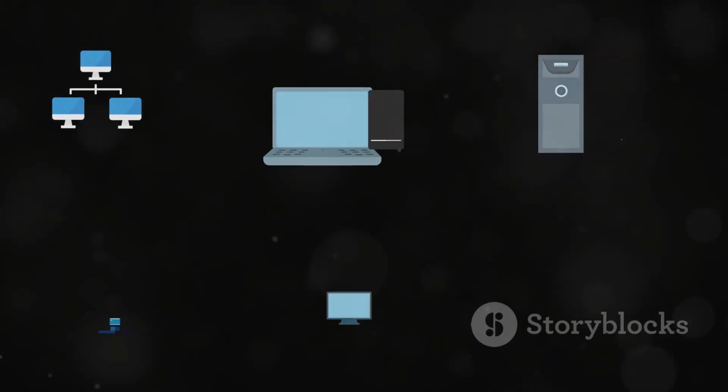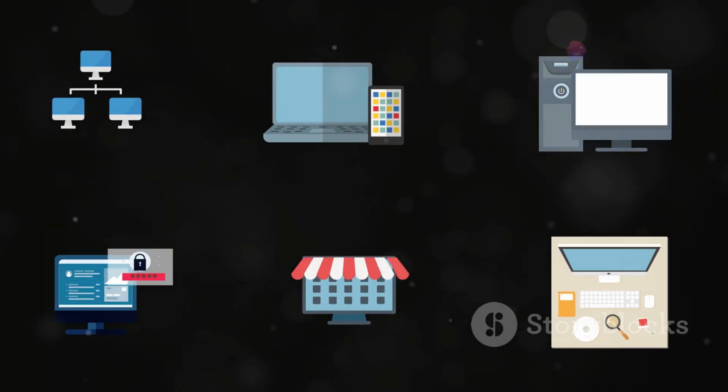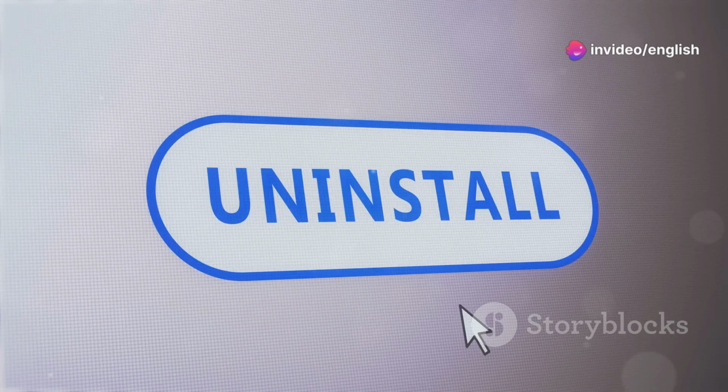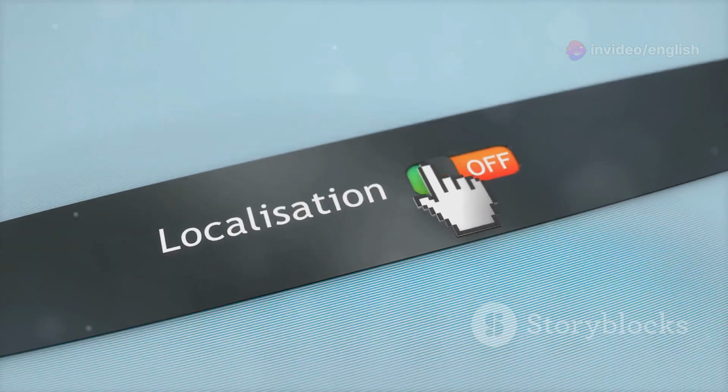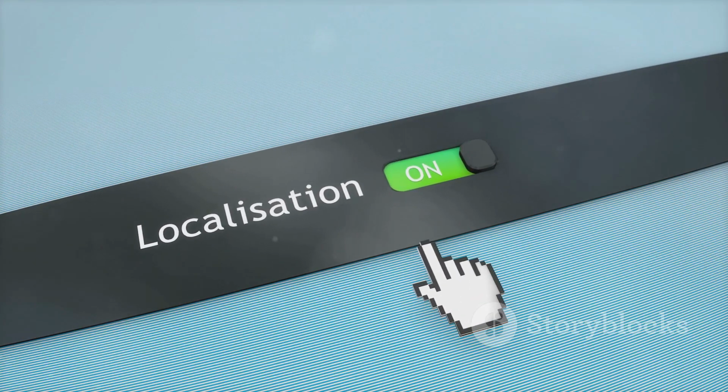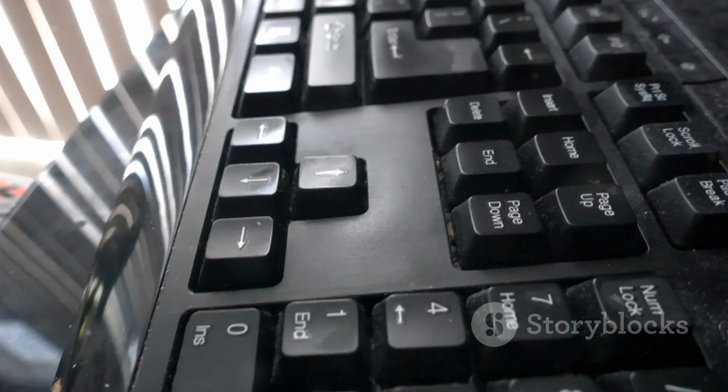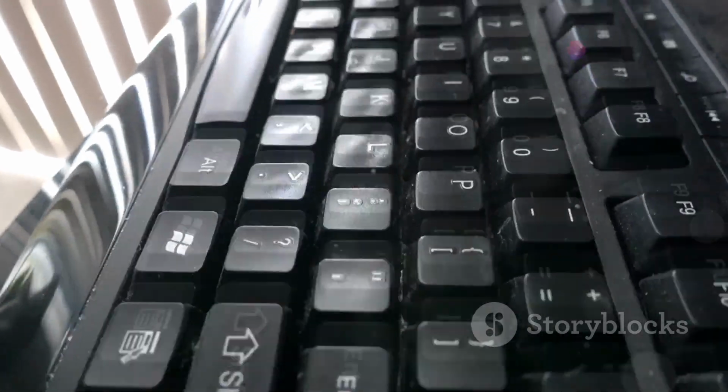Double-click the Install CachyOS icon on the desktop and follow the on-screen instructions. The installation wizard is user-friendly and will guide you through each step. You'll be asked to choose your language, keyboard layout, and time zone. These settings ensure that your system is tailored to your preferences and location.